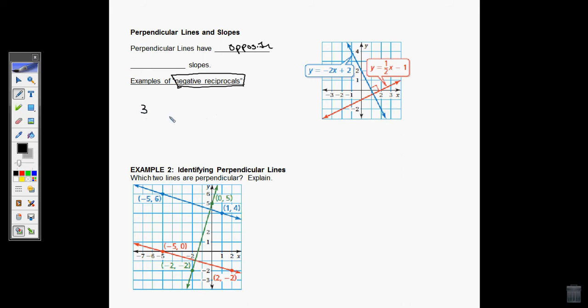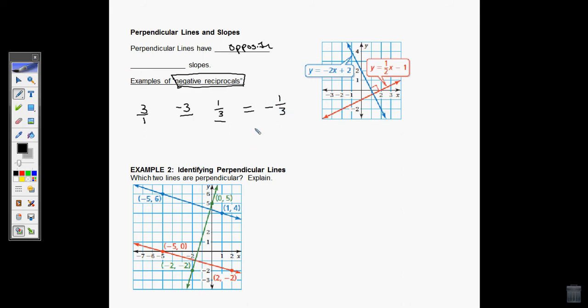Let's say I have a number like a 3. What's the negative version of 3? Well, that's negative 3. What's the reciprocal of 3? Well, 3 is really like 3 over 1, so the reciprocal of that is 1/3. Now, what if I combine those two things together, the negative part and the reciprocal part? So the negative reciprocal of 3 is negative 1/3.